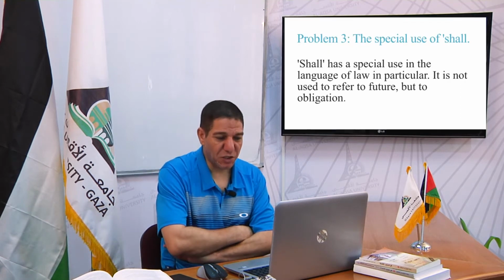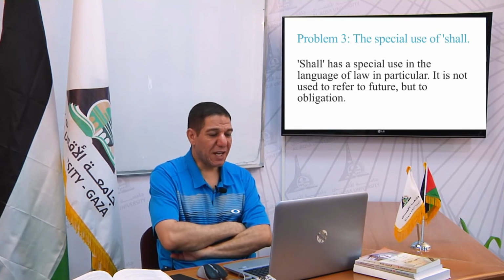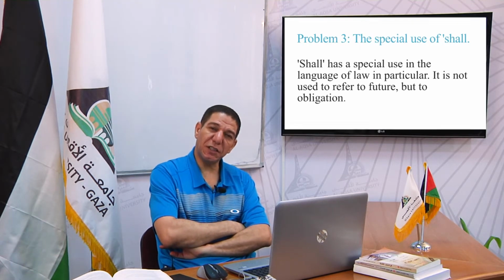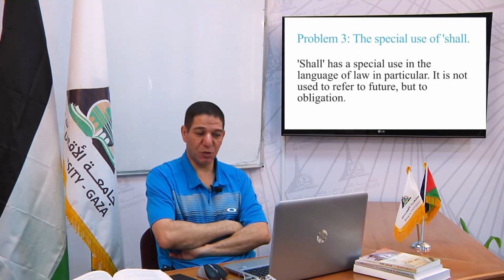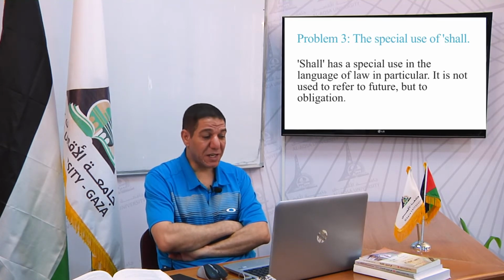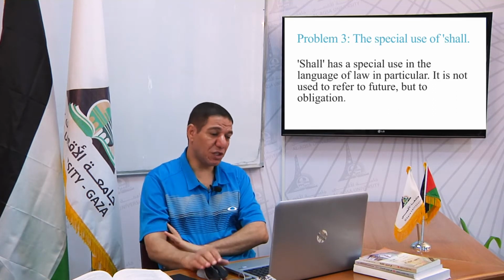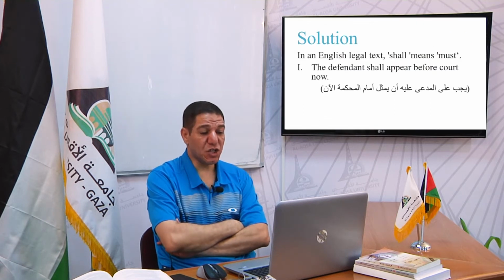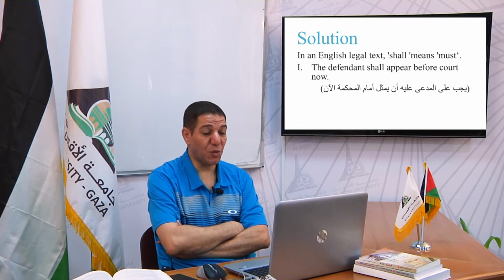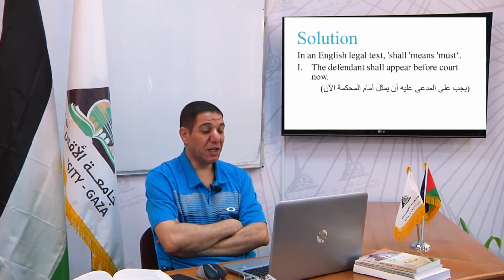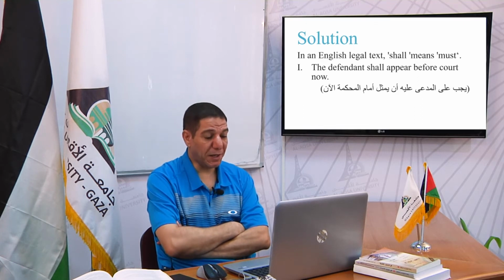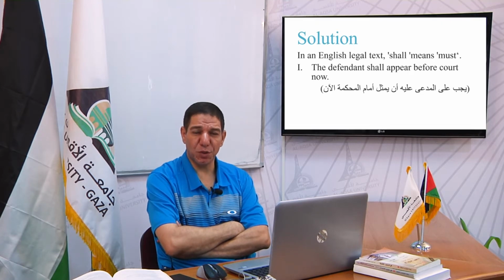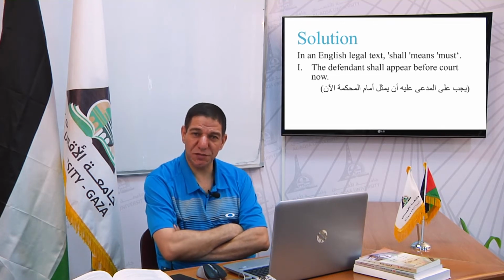Problem number 3, the special use of shall. Shall has a special use in the language of law. Here it is called empty shall. Okay? And it means necessity or obligation. When the judge, for example, issues a verdict, okay, the defendant shall appear before court now. يجب على المدعي أن يمثل أمام المحكمة الآن. Look at how appear became يمثل instead of يحضر. This is the importance of synonymy.